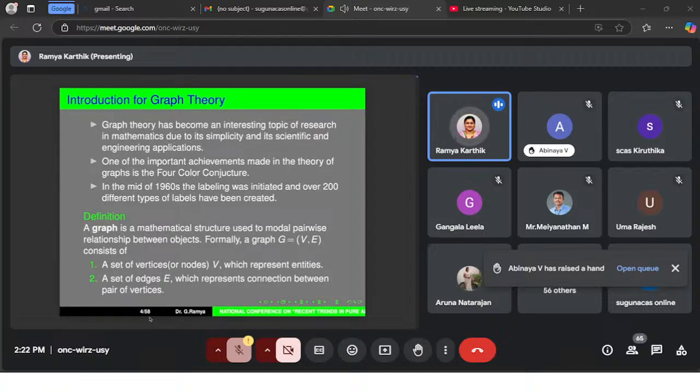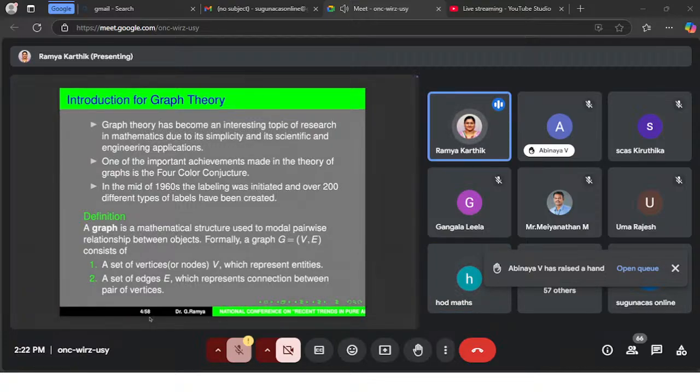So a graph is a mathematical structure used to model relationships between objects, and it contains a set of vertices and a set of edges connecting them. For example, you can think of a social network where each person is considered a node and the friendship between two people is an edge. Similarly, consider a city map. Intersections can be the nodes and the roads connecting them are considered the edges.